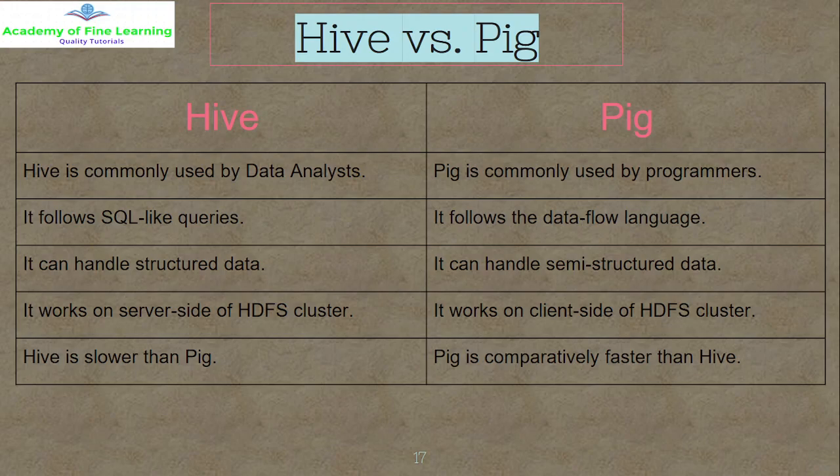Hive works on the server side of an HDFS cluster. The client just puts the job over there, and it runs on the server side only. But Pig works on the client side of a cluster. Hive is slower than Pig. Pig is faster.